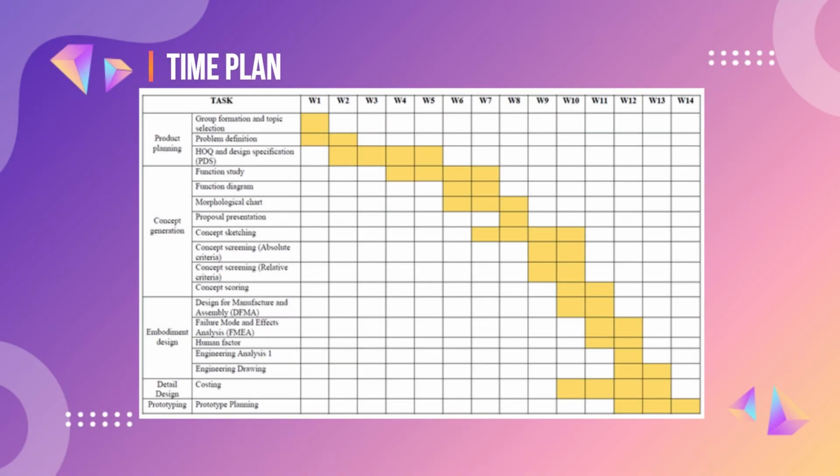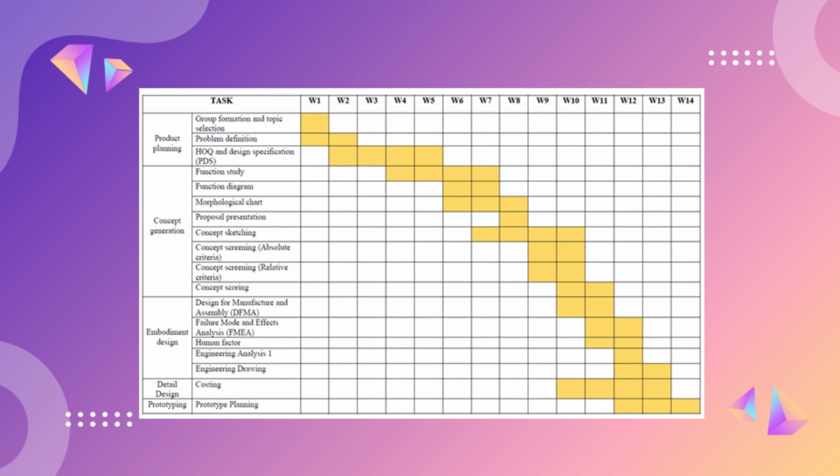For the project plan, this project took around 15 weeks to complete and will continue next semester. It started with product planning. We identified the problem for 2 weeks and designed the product specification from week 2 to week 5. After that, we determined the function study and function diagram of the product in week 4 to week 7. On week 6, we started to list out all the designs by using the morphological chart.